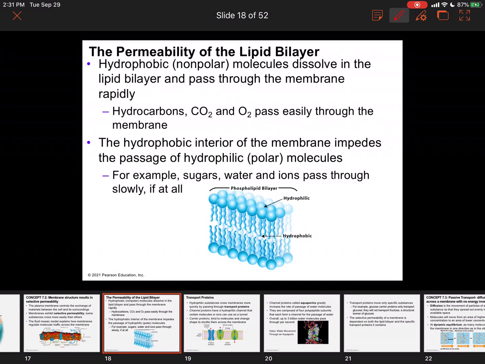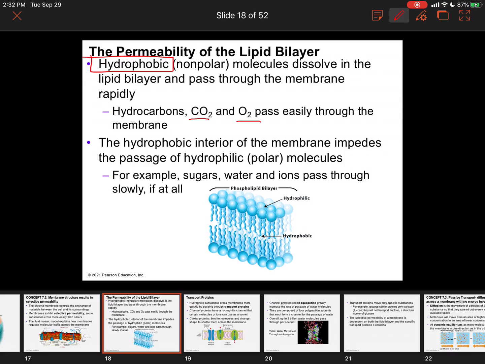It says the permeability of the lipid bilayer. We've got the hydrophobic, so remember hydrophobic fears water, and those are going to be nonpolar molecules, which will dissolve in the lipid bilayer and pass through the membrane rapidly. Hydrocarbons would be an example of that. Carbon dioxide can do that. Oxygen can do that. It's all free of charge. Okay, not going to cost any kind of energy.